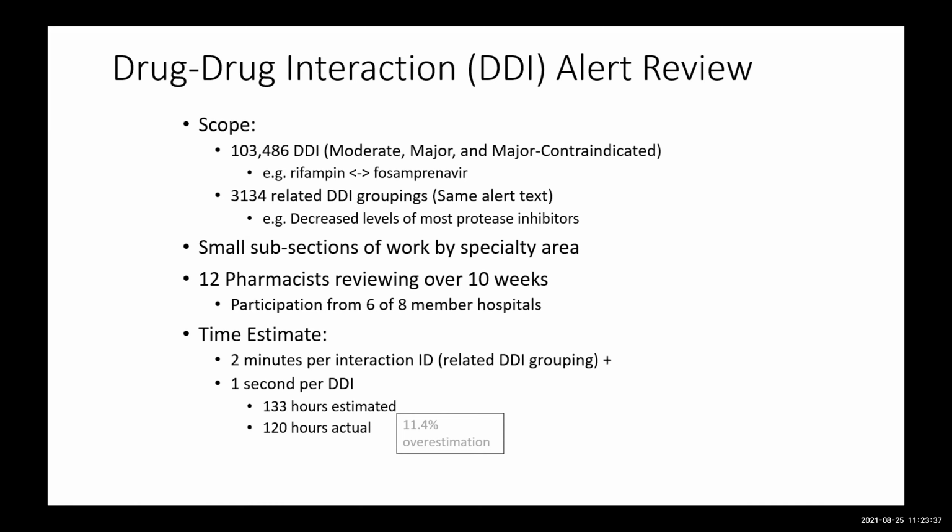Overall, we had 12 pharmacists over 10 weeks. They spent 120 hours overall total. And we did apply a time estimation to help them know and anticipate how long it would take them to do each section if they were picking up a section for review. And all in all, that ended up being an overestimation. I won't get into it completely, but its formula is basically there. It's fairly simplistic.